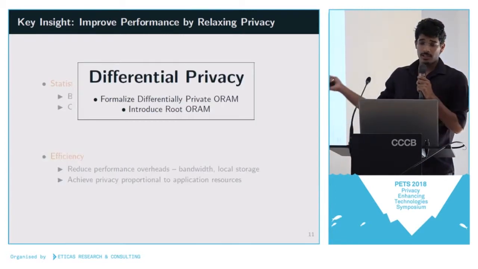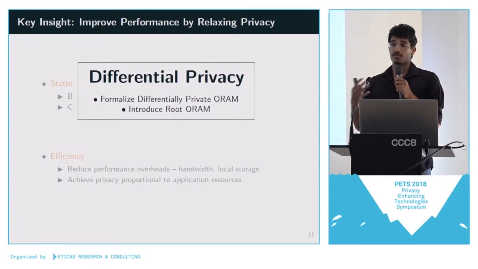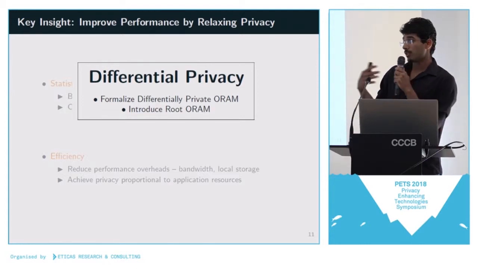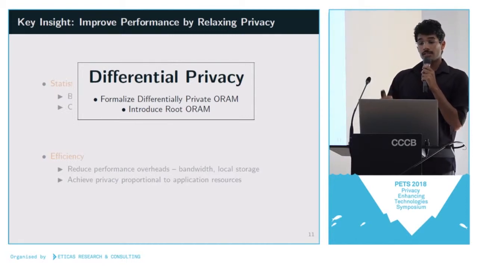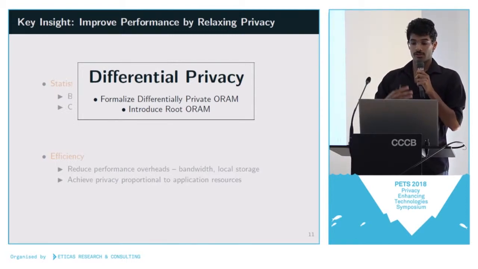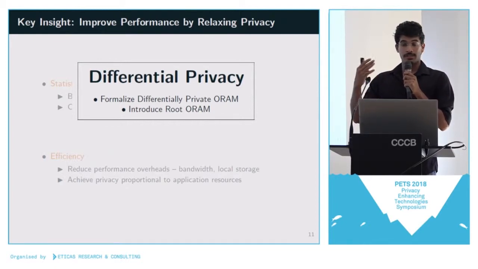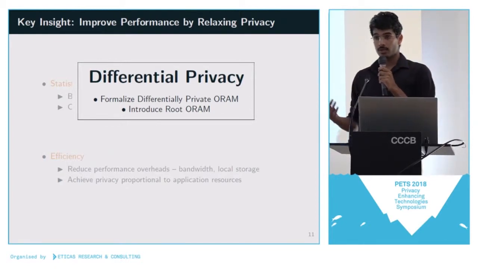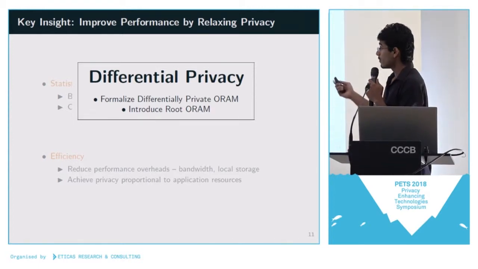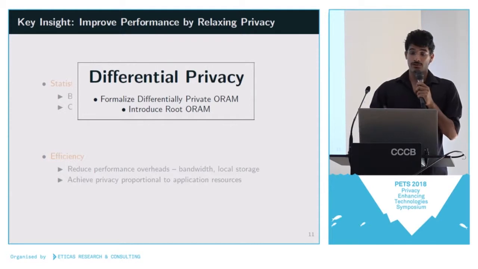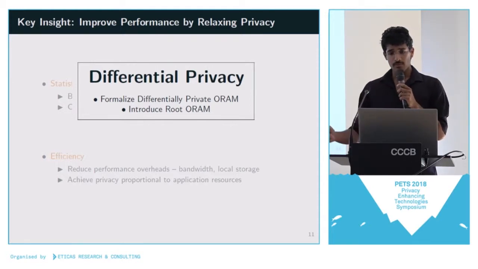So we solve the first challenge by using this notion of differential privacy. What we do is we introduce and formalize the concept of a differentially private ORAM. Now what this does is this gives a rigorous mathematical framework to argue about statistically private ORAMs, which is ORAMs with reduced privacy. And then second, we introduce Root ORAM, which is a family of statistically private ORAMs.